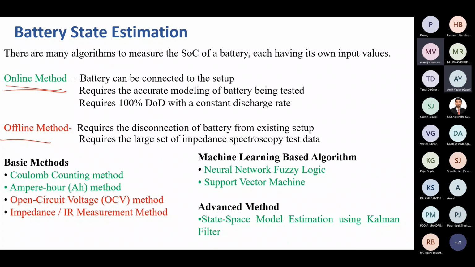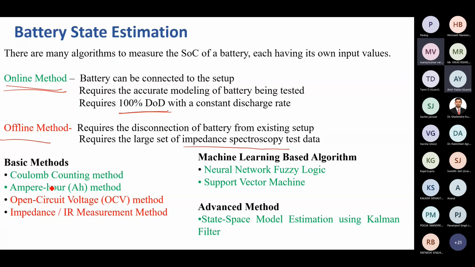So if you do want to disconnect the battery, you can go for impedance spectroscopy, where there will be some impedance over a period of time. There will be some accumulation of charges between anode and cathode, where it has an impedance. With that measuring device, we can measure that. If it is an online method, there are methods.